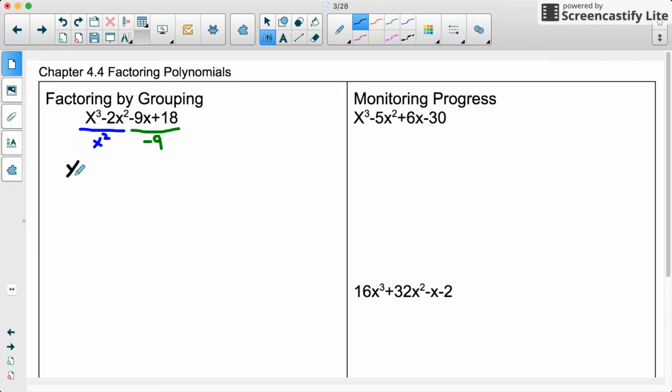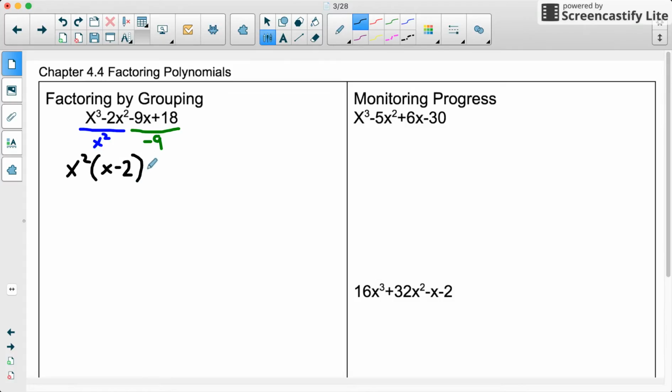So I'm factoring out my x squared. When you divide x to the third by x squared here, we're subtracting the exponents. 3 minus 2 is 1. So x to the first, or just x, minus 2x squared divided by x squared. The x squareds will reduce down to 1, or cancel out, we might say, which just leaves us with minus 2 there.